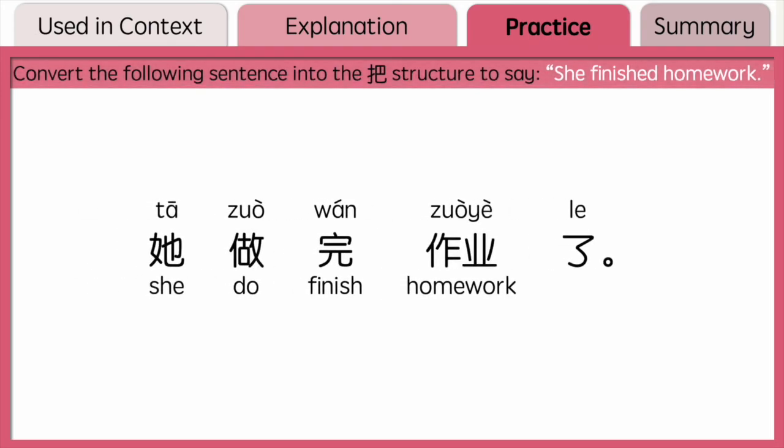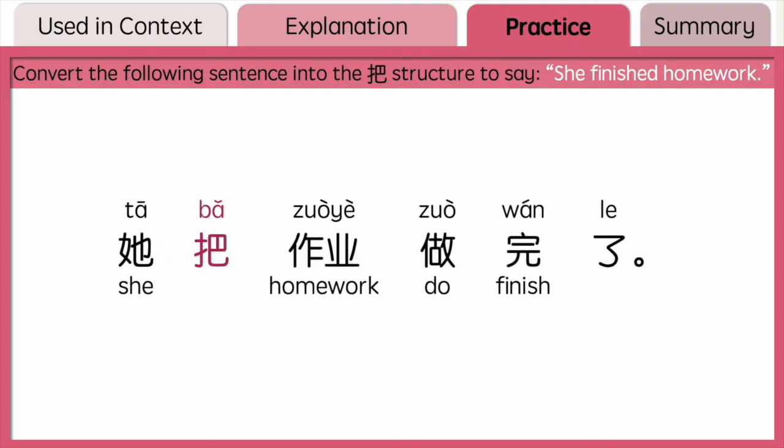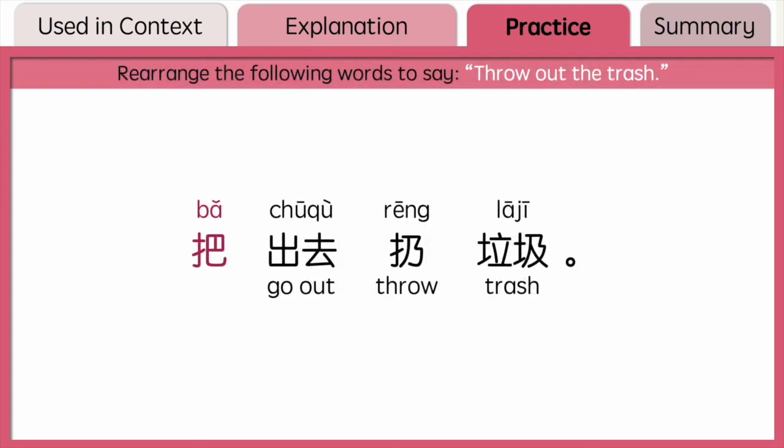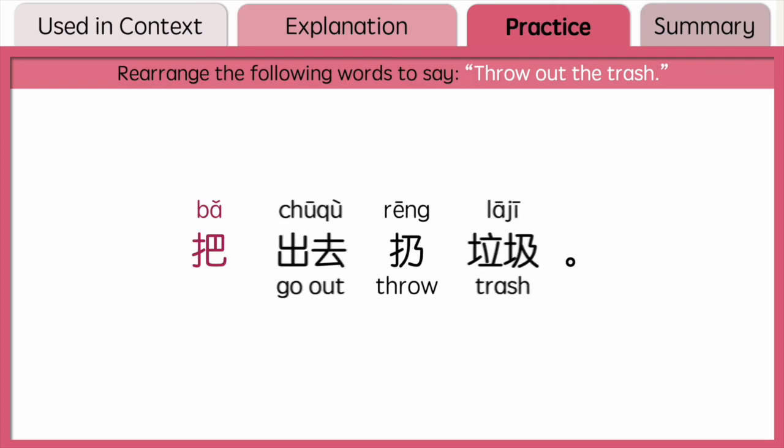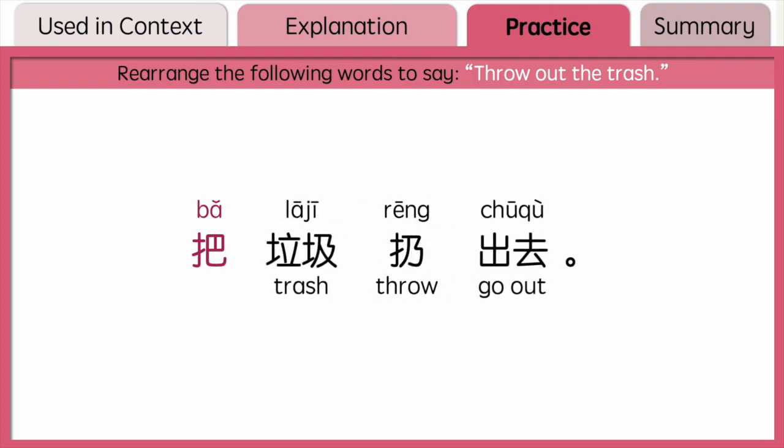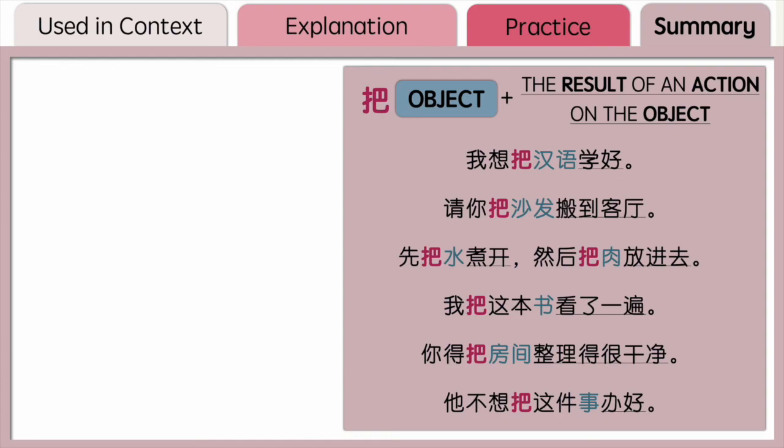Convert the following sentence into the 把 structure to say, she finished homework. Again, you can pause the video and think about it first. Okay, the answer is 他把作业做完了。And next, rearrange the following words to say, throw out the trash. Again, you can pause the video and think about it first. Okay, the answer is 把垃圾扔出去。Okay, this is a summary.